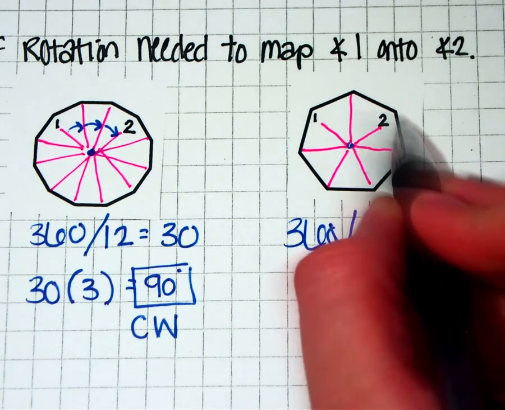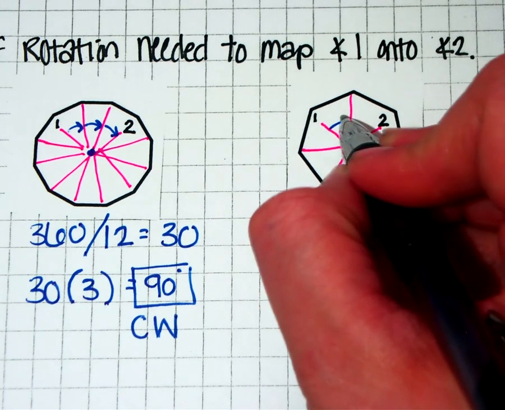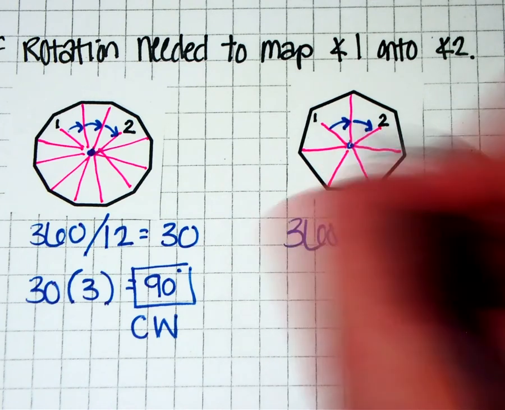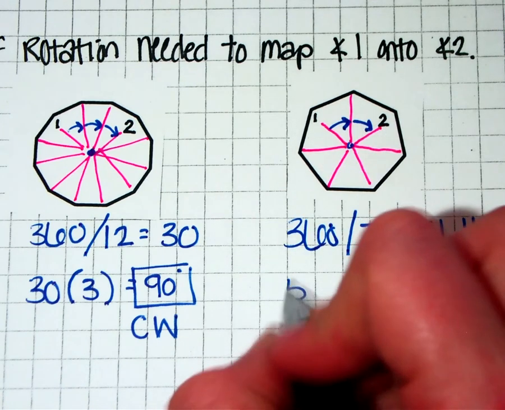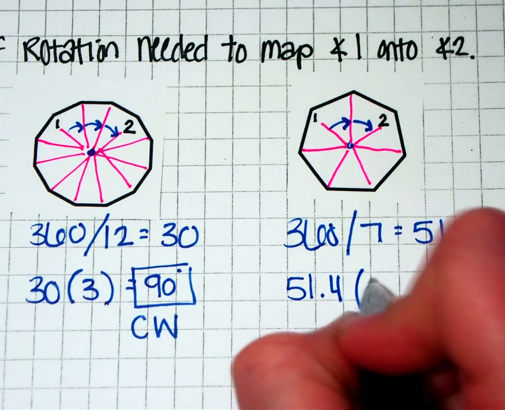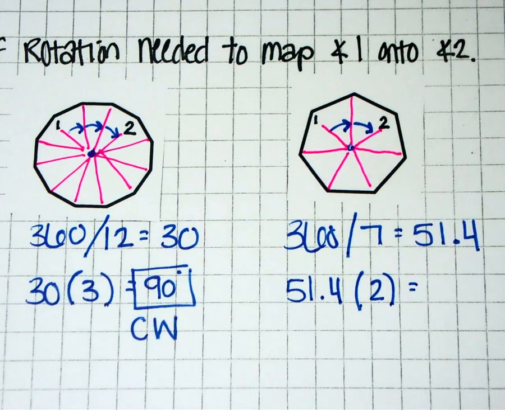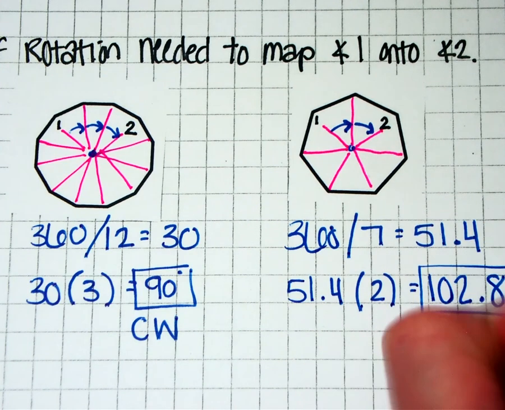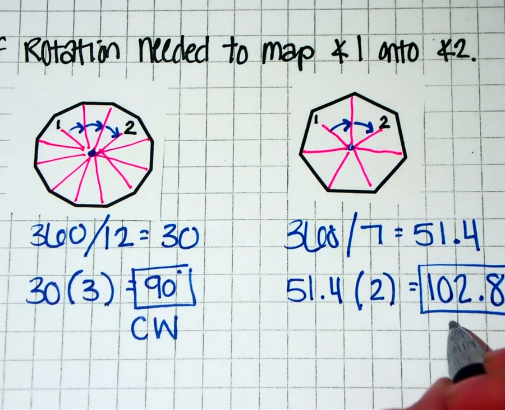We want to map 1 onto 2. Make sure you're going the right direction. So 1 to 2, not 2 to 1. We're going 2 units. So we're going to do 51.4 times 2. So 51.4 times 2 gives us a 102.8-degree rotation, and this direction is clockwise.